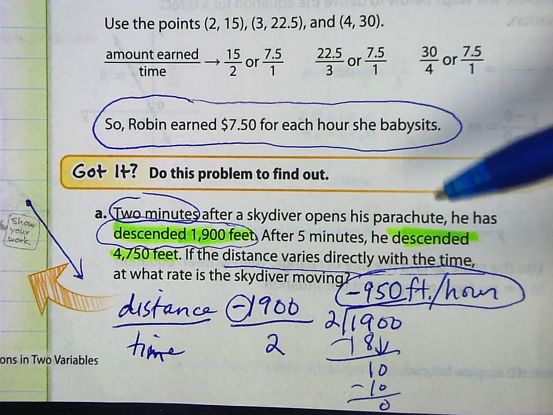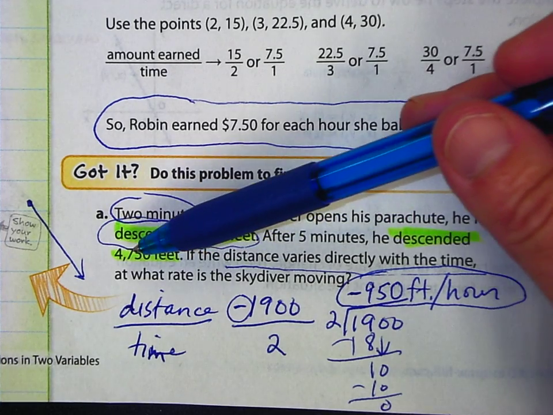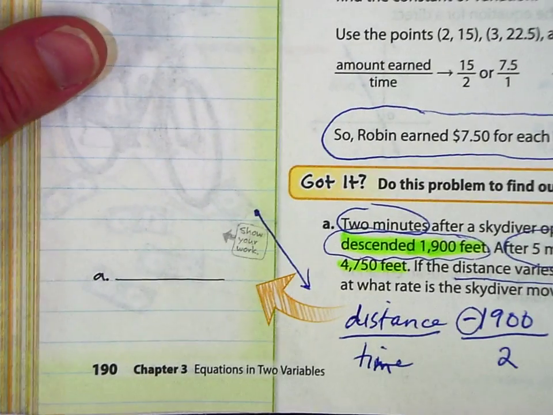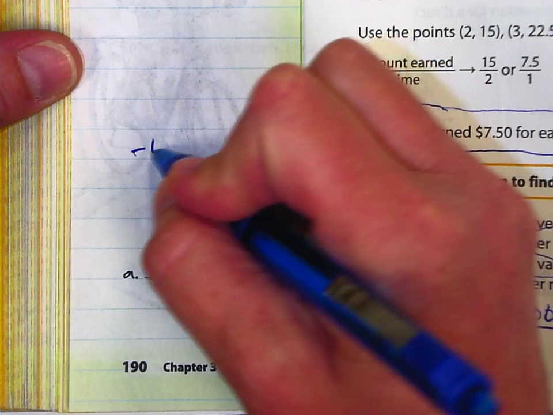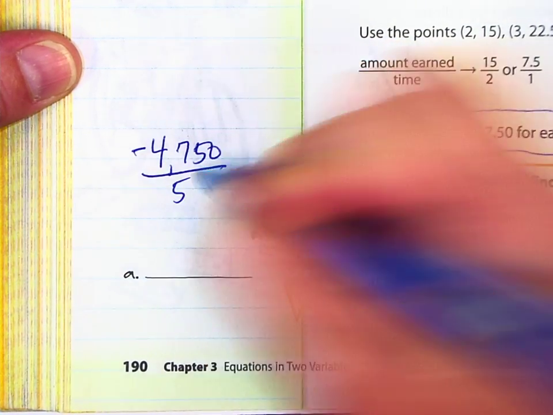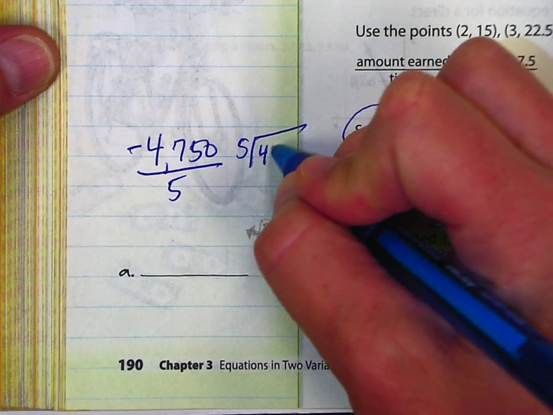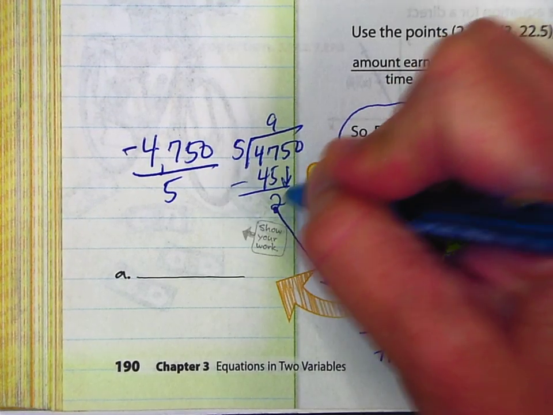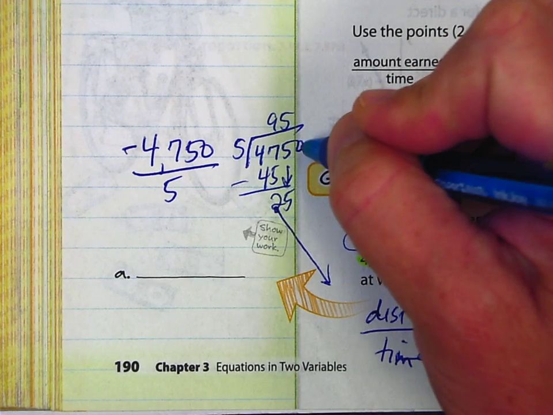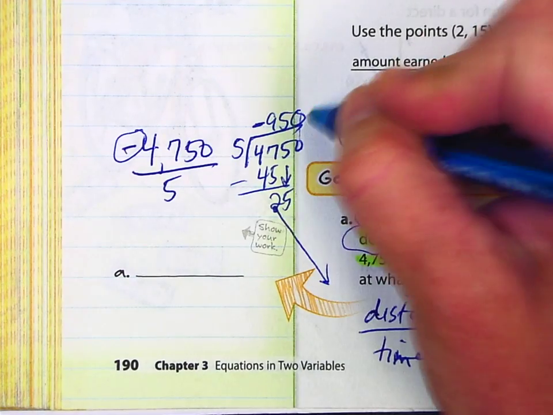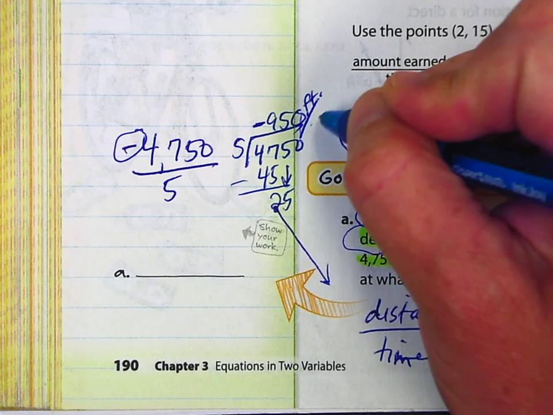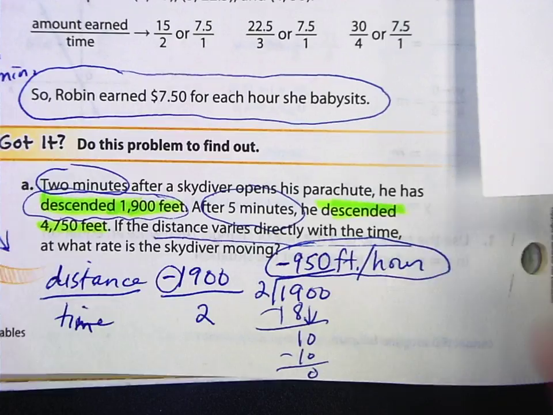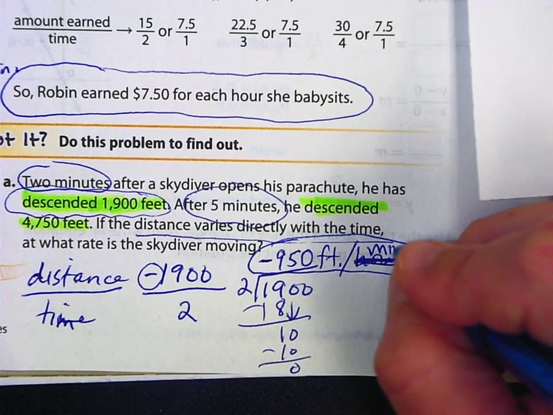You will also get the exact same answer if you divide 4,750 feet by 5 minutes. Remember, you can use any point that lands on your line. So let's do that right over here. Negative, descending 4,750 feet in 5 minutes. So you're going to divide 5 into 4,750. 5 goes into 47 9 times. Subtract, bring down. 5 goes into 25 5 times, and then you bring that last 0 up. And again, negative 950 feet per minute. Oh, you know what? I think I labeled this one wrong. This is negative 950 feet per minute. It's not hours, it's per minute.